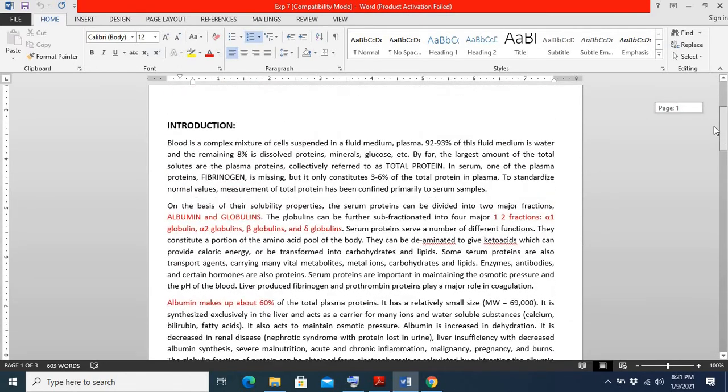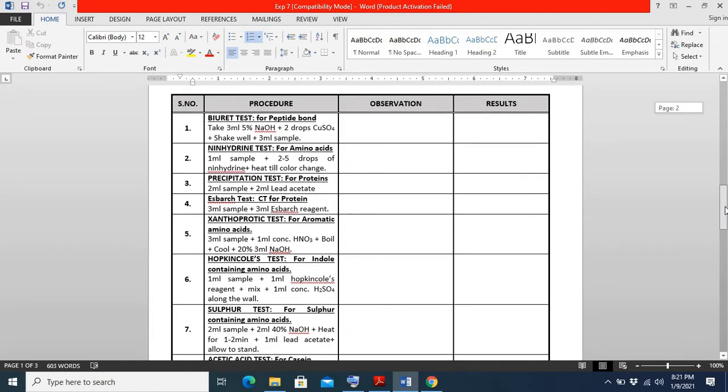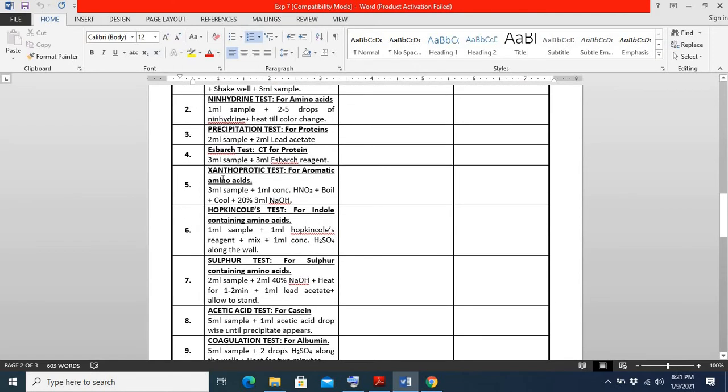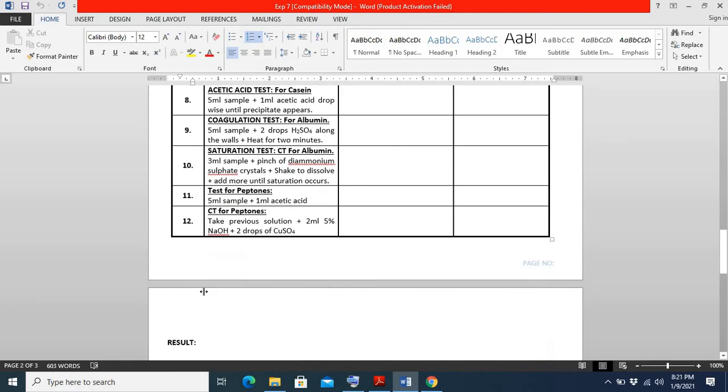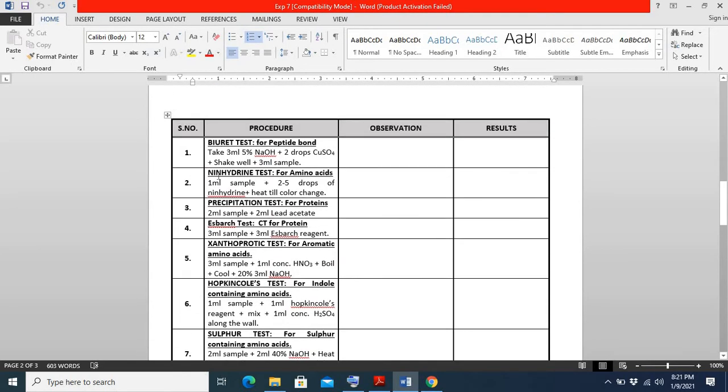So this is our objective, and for this purpose we have to utilize a series of tests, from test number 1 to test number 12. The first test for this purpose would be the Biuret test, which is for the identification of the peptide bond in the protein.